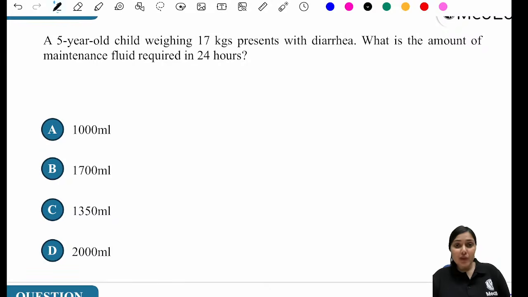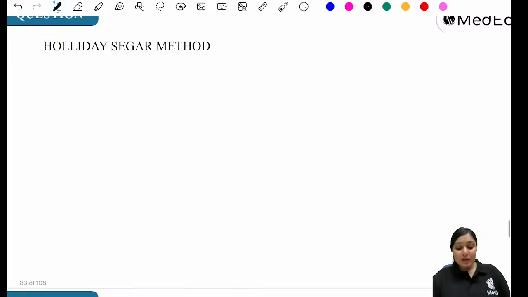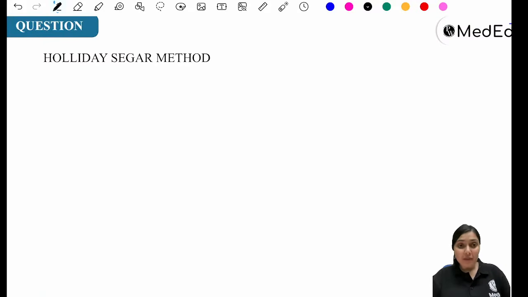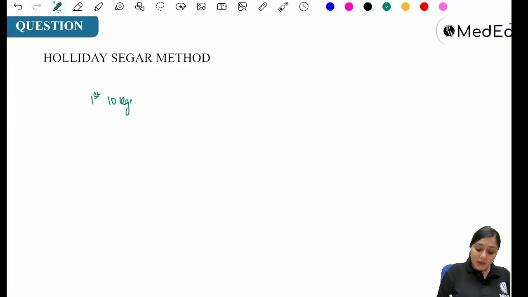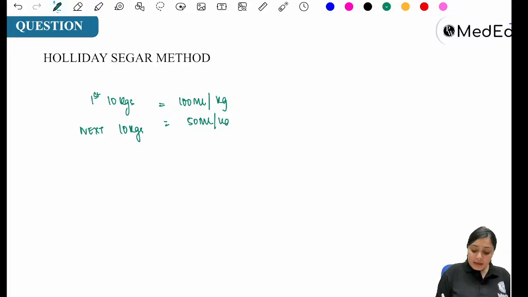Okay, now let's move to the next question. We have a 5-year-old child who is weighing 17 kg. He presents with diarrhea. What would be the amount of maintenance fluid required in 24 hours? 1000 ml, 1700, 1350, 2000. So we all know for calculation of maintenance fluid, we have the Holliday-Segar method. How do we calculate the maintenance fluid? For the first 10 kgs, it is 100 ml per kg. For the next 10 kgs, it is 50 ml per kg. And for each subsequent kg, it is 20 ml per kg.